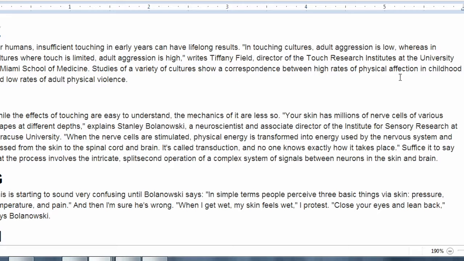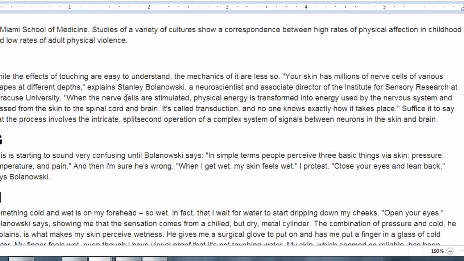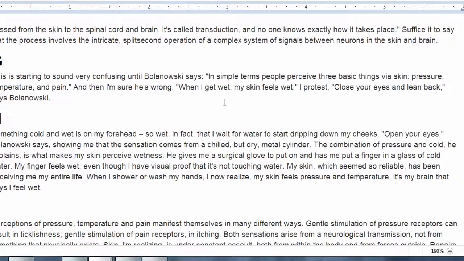Childhood, low rates of physical violence. Studies of a variety of cultures show a correspondence between high rates of physical affection in childhood and low rates of adult physical violence. Alright, let's keep looking. Not here.